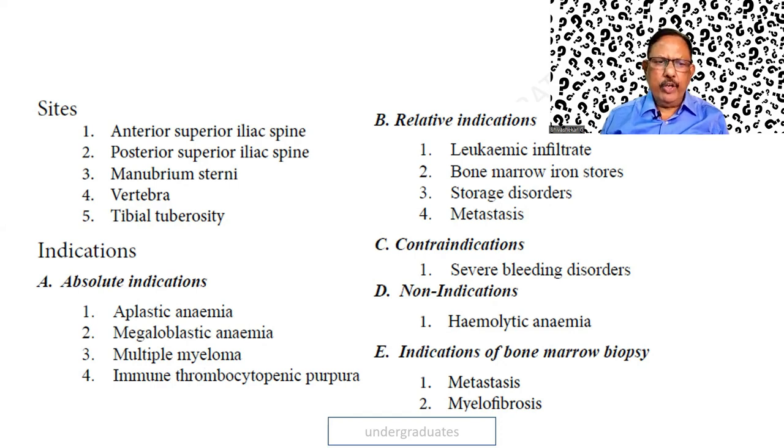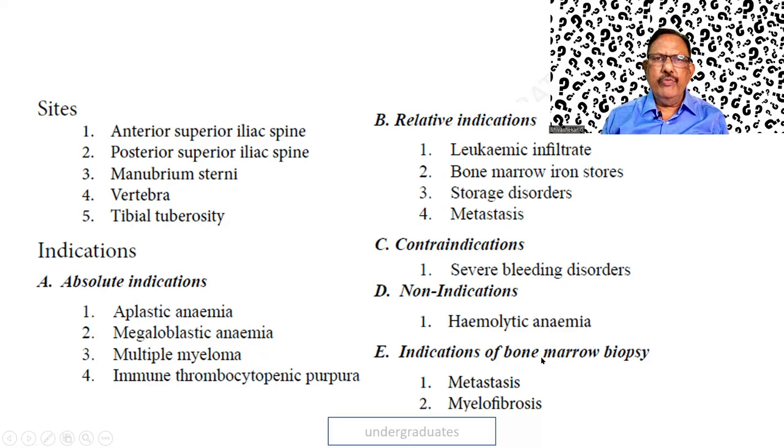Aplastic anemia, megaloblastic anemia, multiple myeloma, ITP. Relative indications will reinforce my diagnosis, such as leukemic infiltrate, iron stores, storage disorders, and metastasis. These are not mandatory. Contraindication is whenever the patient is having bleeding disorders. Non-indication or useless will be hemolytic anemias.